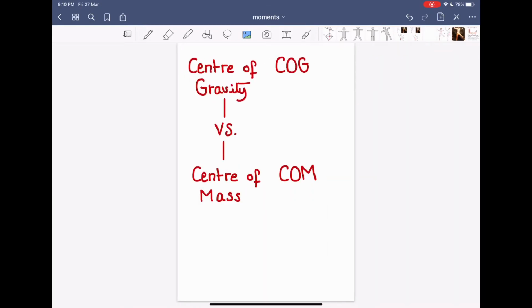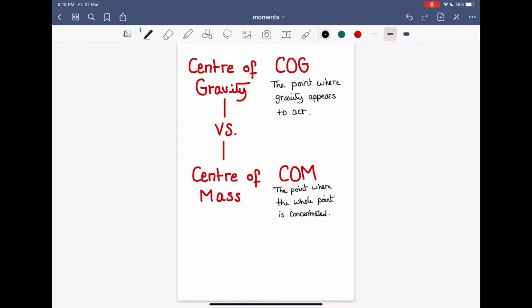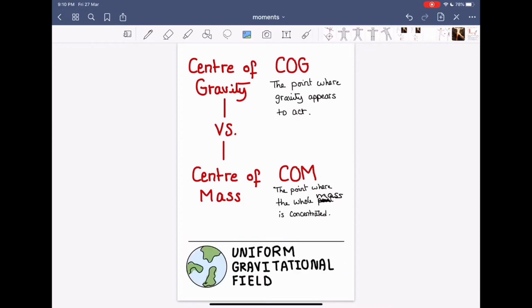So what's the difference between center of gravity then and the center of mass? As a definition, center of gravity is the point where gravity appears to act, and center of mass is the point where the whole mass is concentrated. Okay? Well, since we live on Earth, and we know that on Earth we have a uniform gravitational field, it's considered as constant, it's considered as 10 or 9.8, then we can assume that center of gravity and center of mass are pretty much the same.